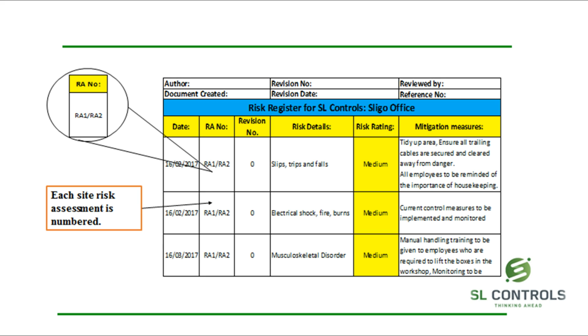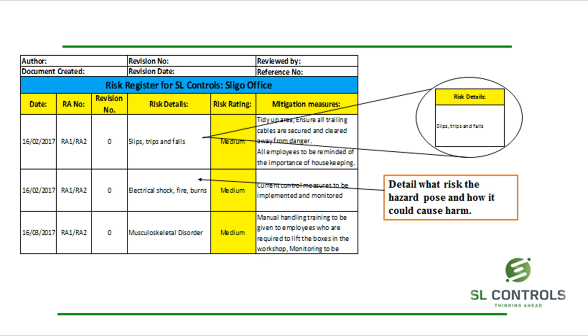Next, you have the risk assessment number. Each risk assessment carried out is given a risk assessment number. This will change with each risk assessment carried out. Risk details are very important, as it informs you of what risk the hazard poses and the potential way it could harm individuals or employees.